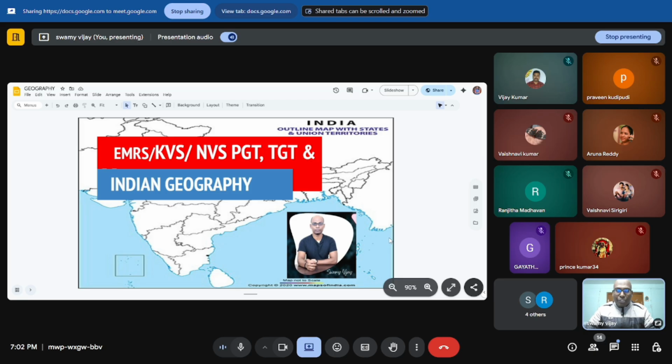Now when it comes to static GK, four areas are the pillars of general knowledge. The first one is Indian history, the second is Indian geography, the third is Indian economy, and the fourth is Indian polity. In yesterday's class, we completed Indian history, and in today's class, we are going to cover Indian geography.